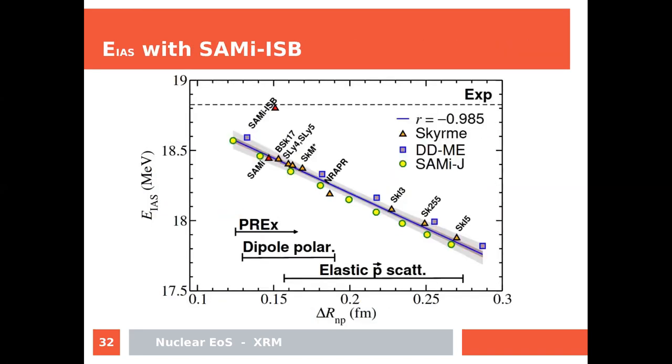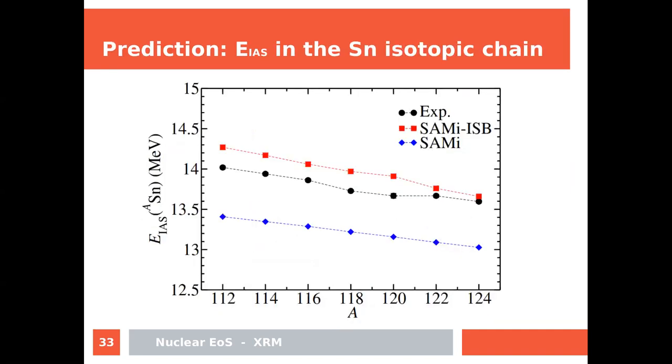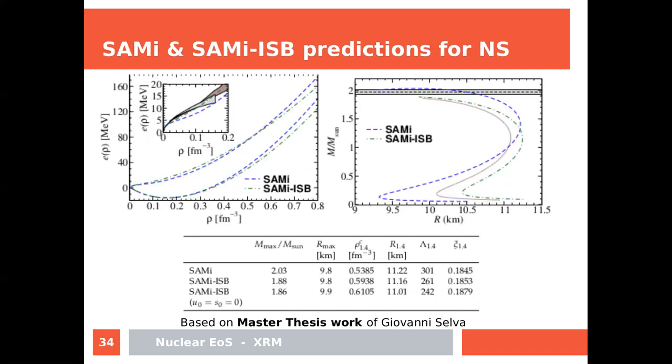Is this new model also improving when you predict other energies of the isobaric analog state? Because the one in lead has been fitted, so it is normal that you reproduce it. So when you look at other nuclei, for example the tin chain, this is in blue the old model, SAMi, and in red the new model, SAMi-ISB. And you are not perfect because the isospin symmetry breaking interactions we put in are very simple. But we were improving the reproduction a lot.